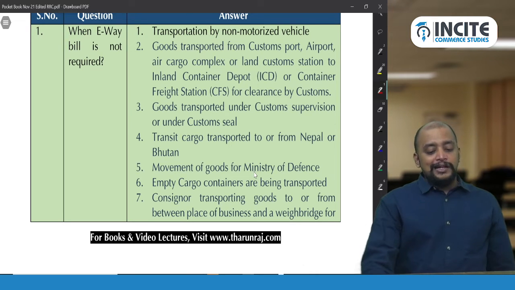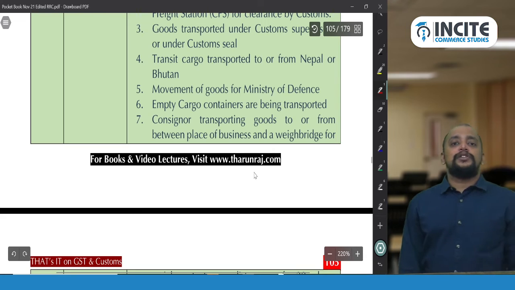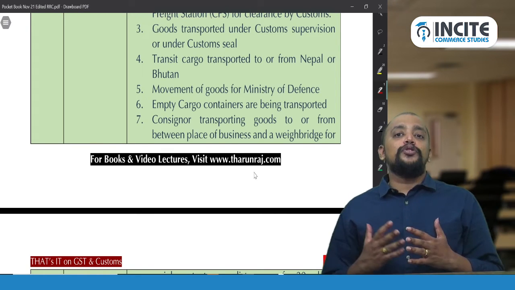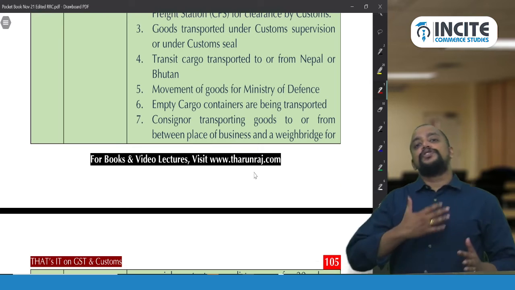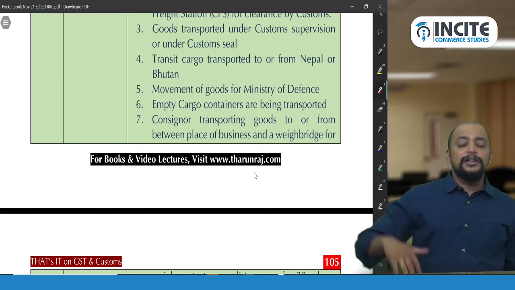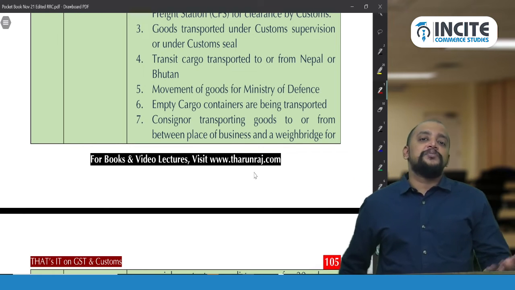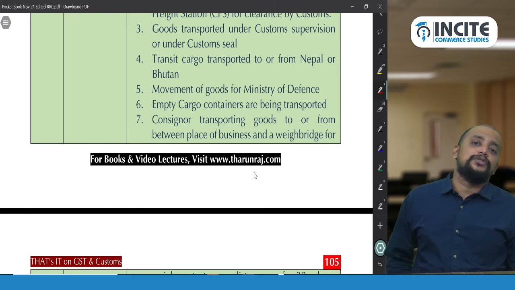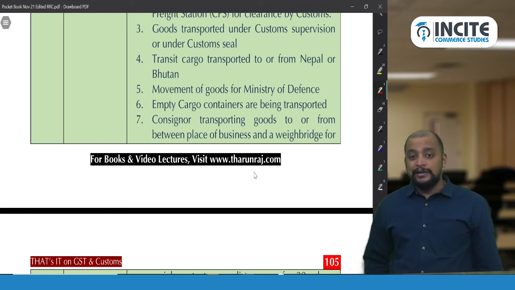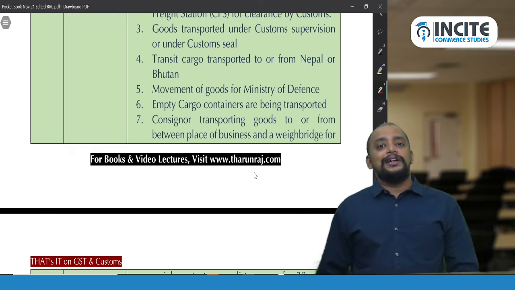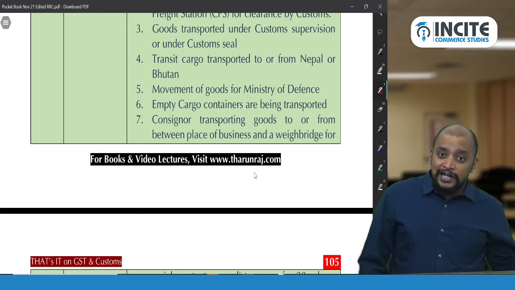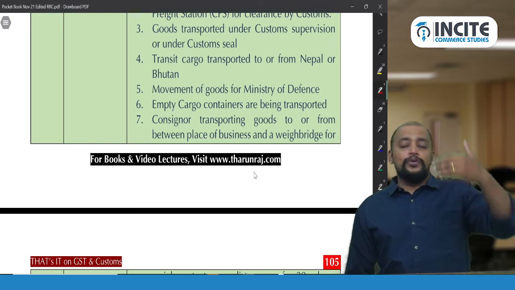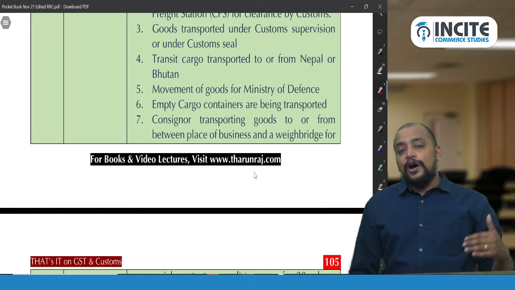Okay. Then transit cargo to Nepal and Bhutan. Nepal and Bhutan are landlocked countries, and from a port in India to Nepal and Bhutan, the goods will be taken through that route. We have discussed in exemption that it is an exempted supply. Any services in relation to transit cargo to Nepal and Bhutan are exempted, and here what we are trying to understand is that the transit cargo which we are taking from a port or airport in India to Nepal and Bhutan does not require an e-way bill.